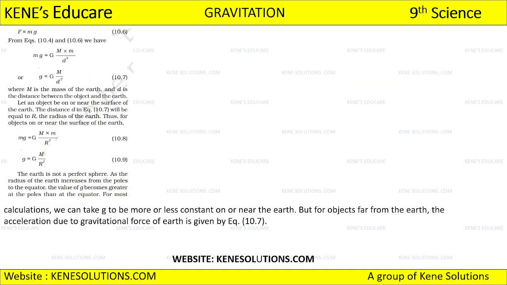After this, we derived the formula for acceleration due to gravity, that is small g, which is equal to capital G, the universal constant, times m, that is the mass, upon r square, that is the radius square. Okay.